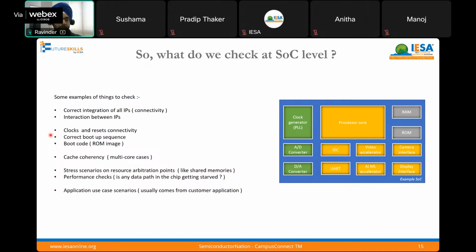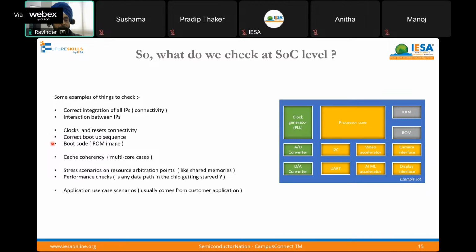Boot up sequence should be verified because when you are booting up, that has to follow a particular sequence. You cannot be booting up the processor core before booting up the rest of the system, before deasserting the reset to the rest of the IPs, because the processor core will just start to access IPs which are still in reset. So there has to be a particular boot up sequence that has to be followed in booting the IC, and that has to be verified.